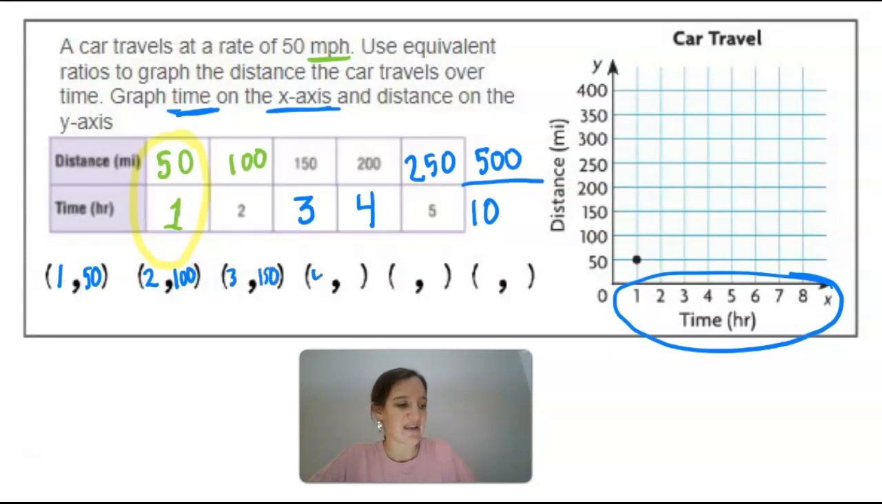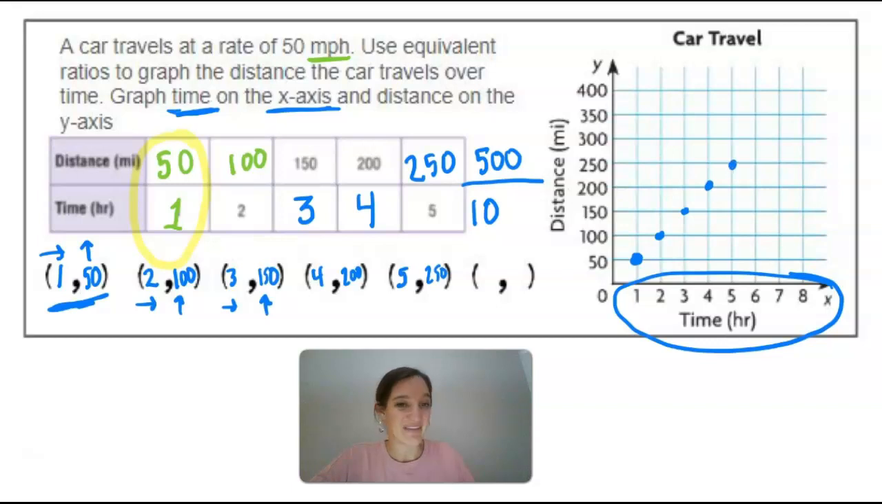I didn't leave you much room, did I? Do you see what's going on here? The time becomes the x coordinate, and the distance becomes the y coordinate. So the way we would graph this first one is by going over 1 and up 50, which they have already done for us. The second one would be over 2, up 100, over 3, up 150. Starting to see a pattern here, right?